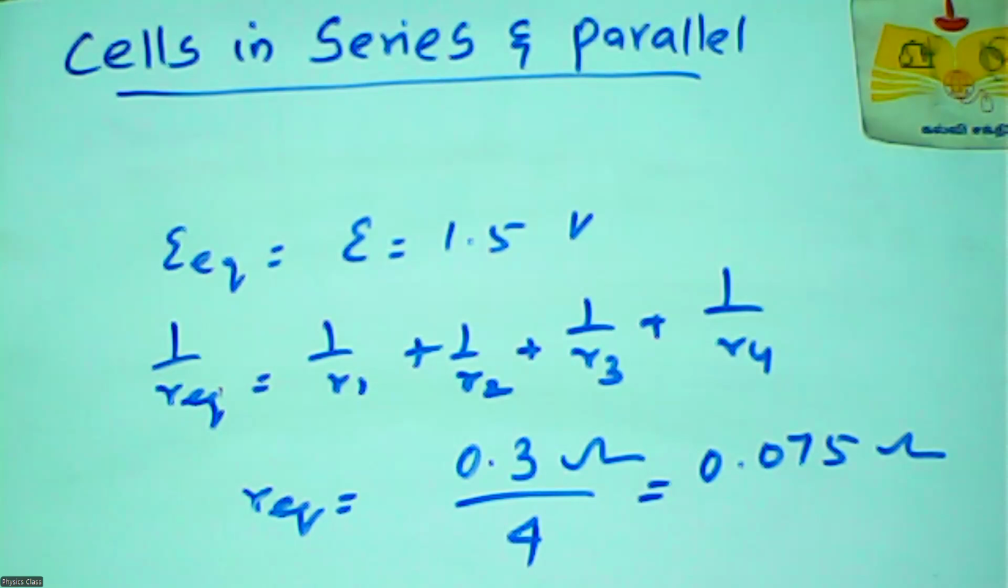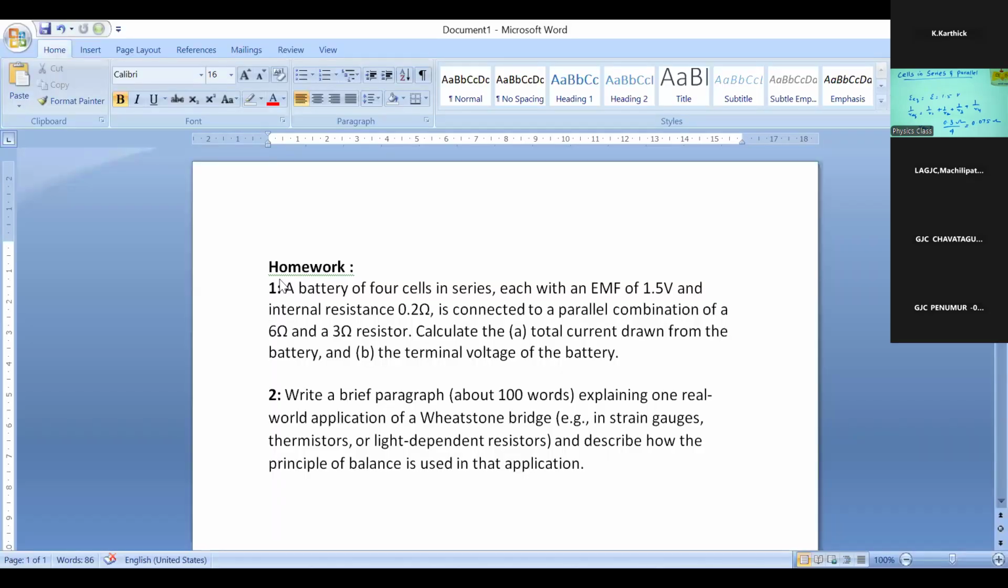I will share the screen. So this is the homework. Take down. Please write it down. First sum. A battery of 4 cells in series, each with an EMF, electromotive force, of 1.5 volt and internal resistance 0.2 ohm, is connected to the parallel combination of 6 ohm and 3 ohm resistors. Calculate the total current and the terminal voltage of the battery.